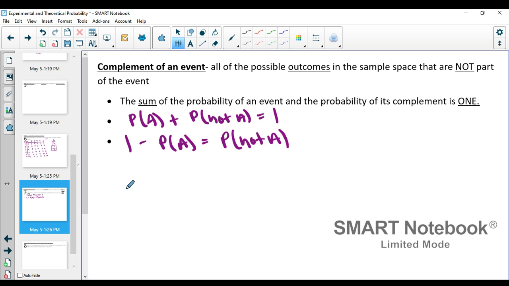And if you want, we can even think of a third one, and we can do it as 1 minus the probability of not A equals the probability of A. So the complement is the probability of something that is not happening.